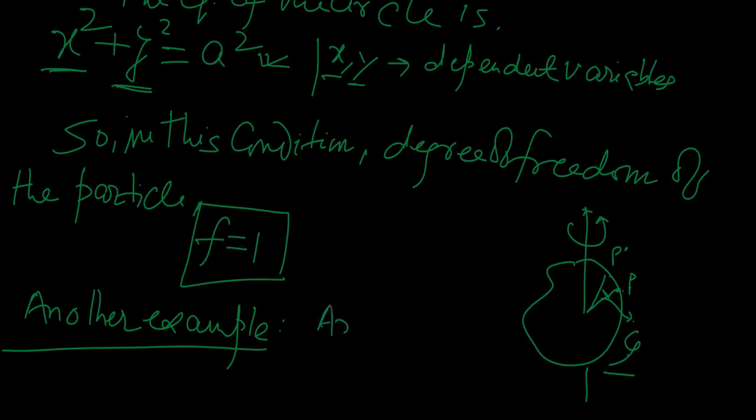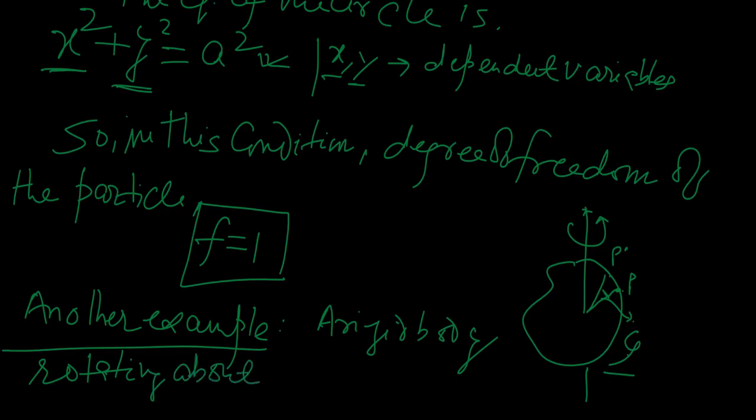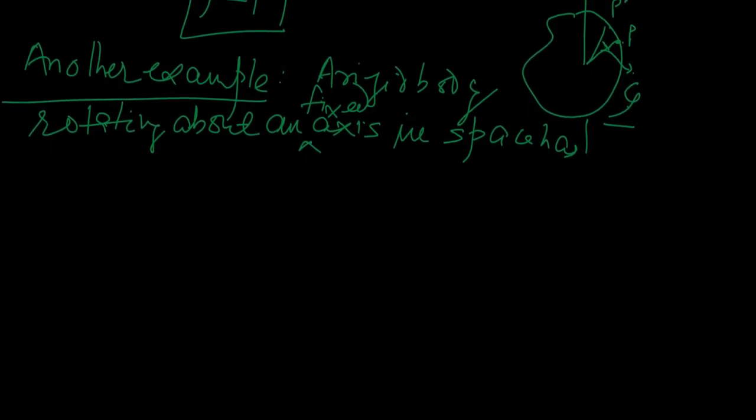A rigid body rotating about an axis, not only axis but fixed axis in a space, has degree of freedom F equal to 1. And why 1? As I have told you, to describe the motion of this rigid body, we need only one independent variable, which is denoted by phi, and that is called rotation angle.